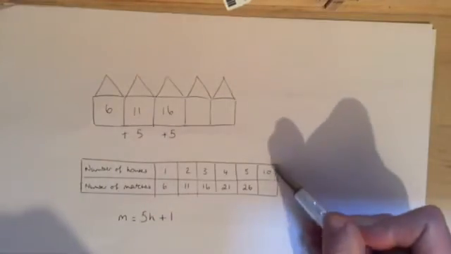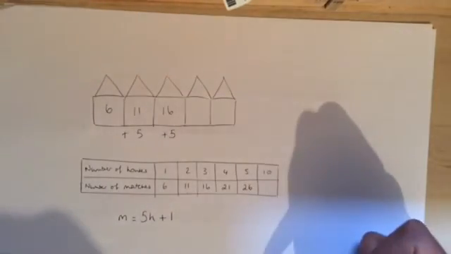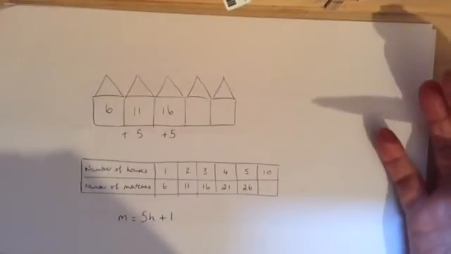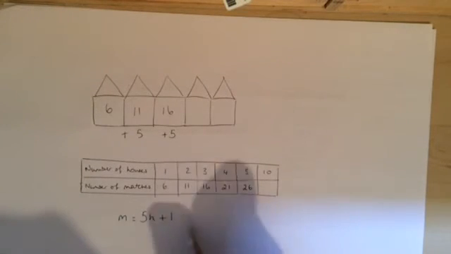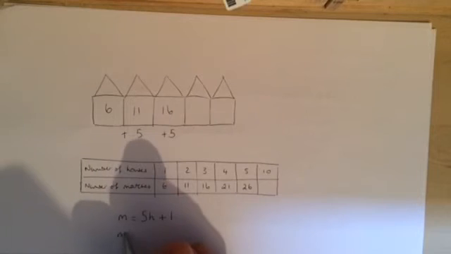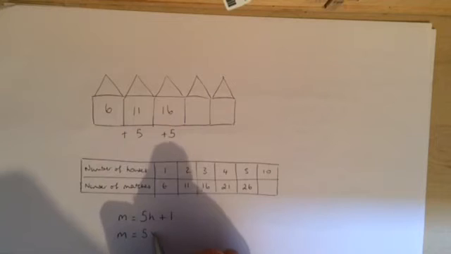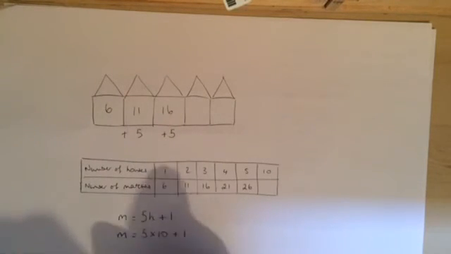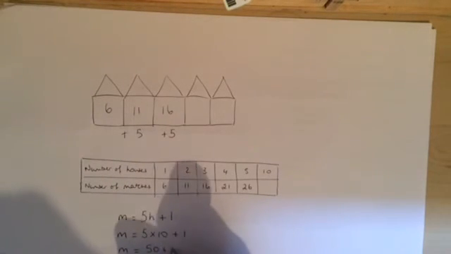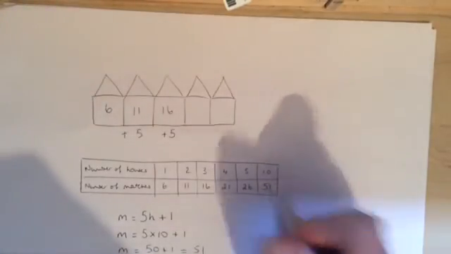But if I want to know how many matches I would need to make 10 houses, I could draw up to 10 houses. That's not a huge number, okay? But I could also use this formula to work it out, as we've seen with other examples. So for this example, M, if I had 10 houses, it would be 5, and we know a number next to the letter means times, 10 plus 1. And I know from BIDMAS I've got to do the multiplication first. So M equals 50 plus 1, which equals 51.